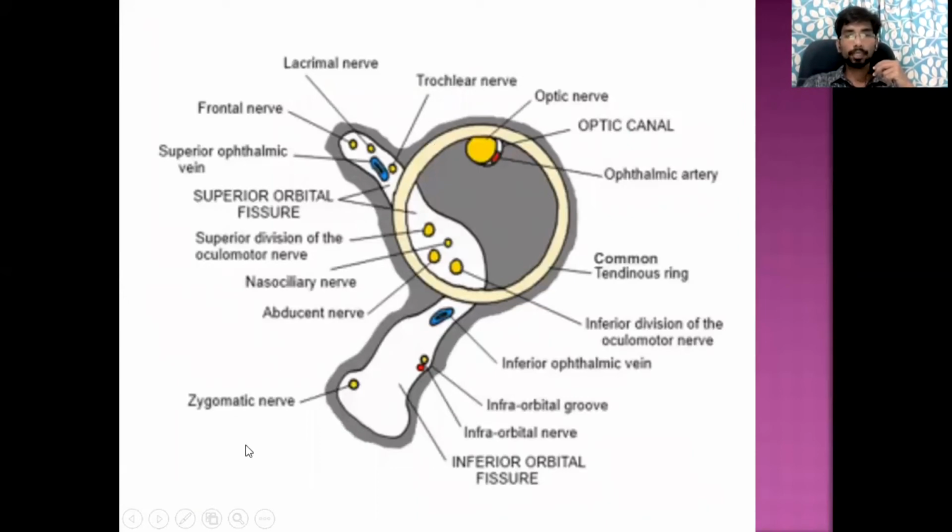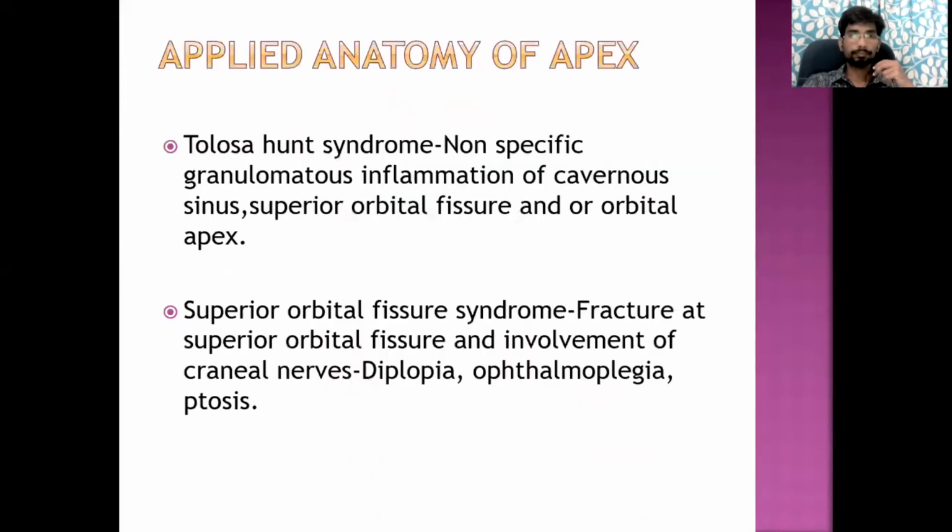Contents of the inferior orbital fissure are the zygomatic nerve, infraorbital groove and infraorbital nerve. Applied anatomy of apex. Tolosa-Hunt syndrome is a non-specific granulomatous inflammation of the cavernous sinus, superior orbital fissure and orbital apex.